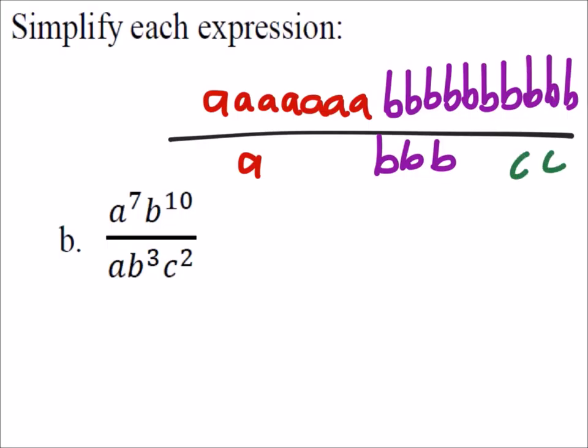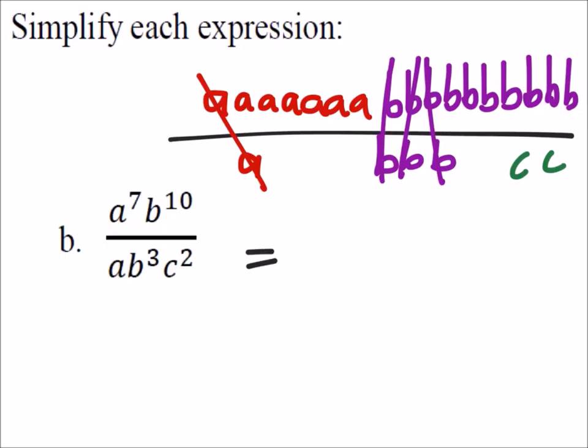All right. Now, of course, we know anything divided by itself will cancel out as a 1. So A divided by A is 1. And then we can cancel out these B's as well. And what do we have left in that numerator?